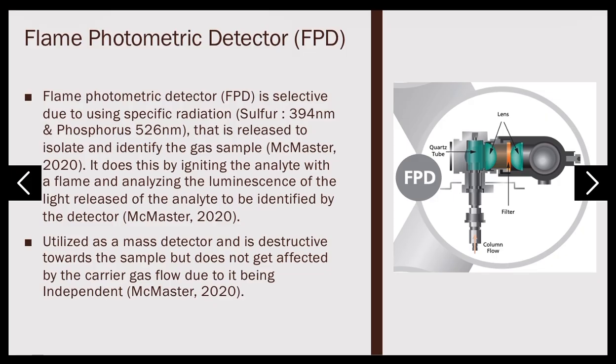Flame photometric detector. The flame photometric detector is selective due to its use of specific radiation, sulfur 394 and phosphorus 526, that is released to isolate and identify the gas sample. It does this by igniting the analyte with a flame and analyzing the luminescence of the light released by the analyte to be identified by the detector. It is utilized as a mass detector and is destructive towards the sample, but is not affected by the carrier gas flow due to being independent.